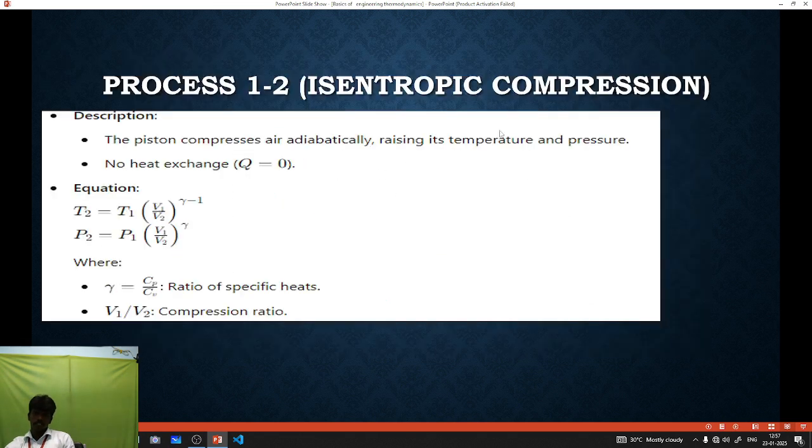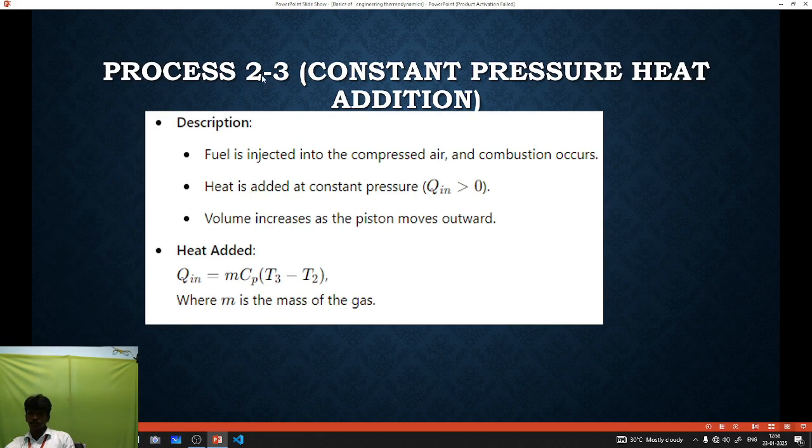In process 1 to 2, the piston compresses air adiabatically, raising its temperature, with no heat exchange, that means Q is equal to 0. Process 2 to 3 is constant pressure heat addition: fuel is injected into the compressed air and combustion occurs. Heat is added at constant pressure, Q in greater than 0, and the volume also increases as the piston moves outward. In this process, heat added equals mass of gases times specific heat at constant pressure times the temperature difference.